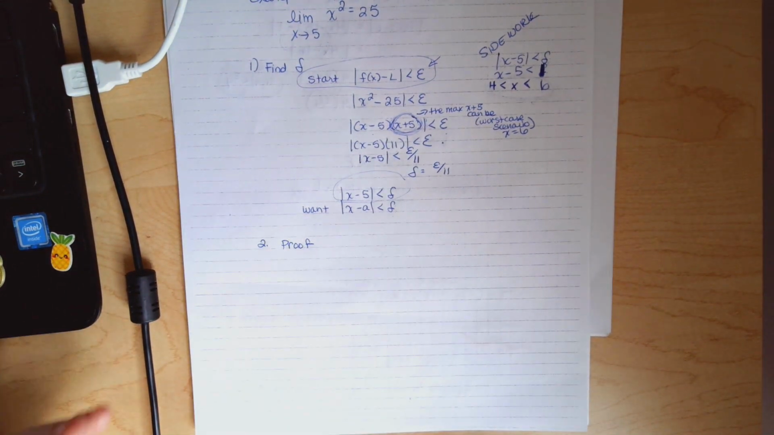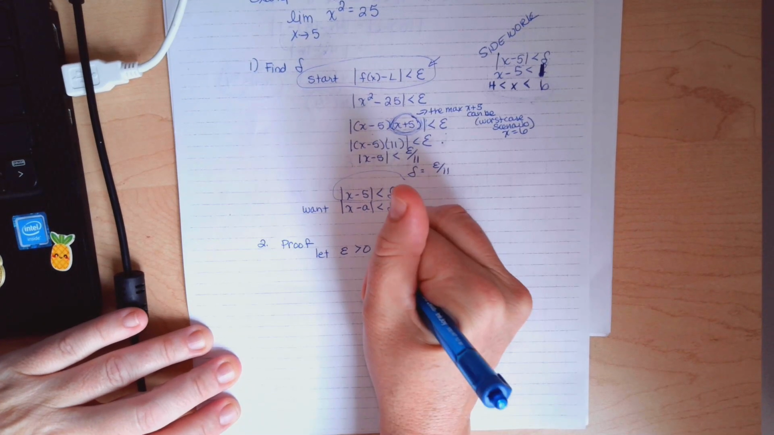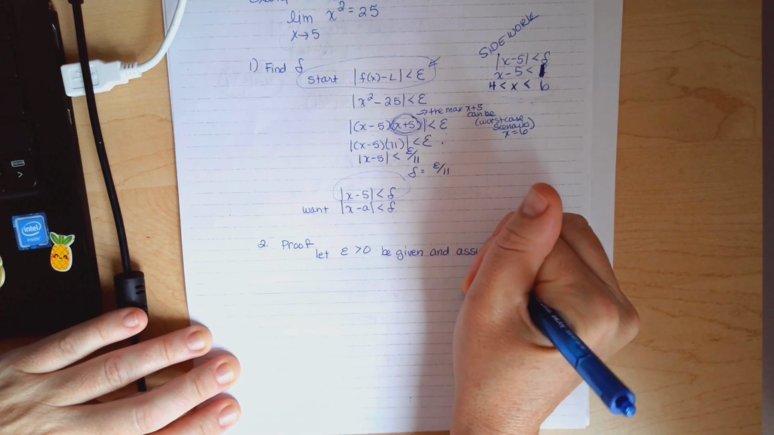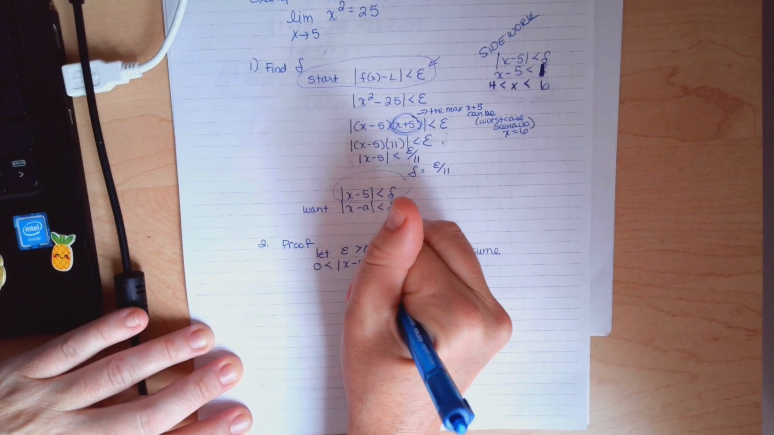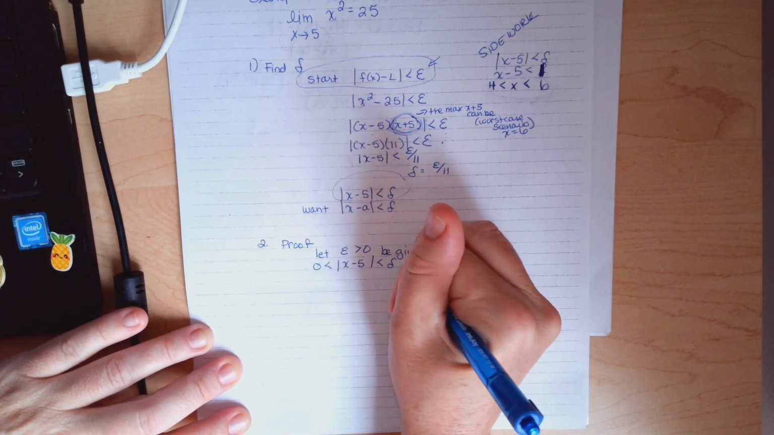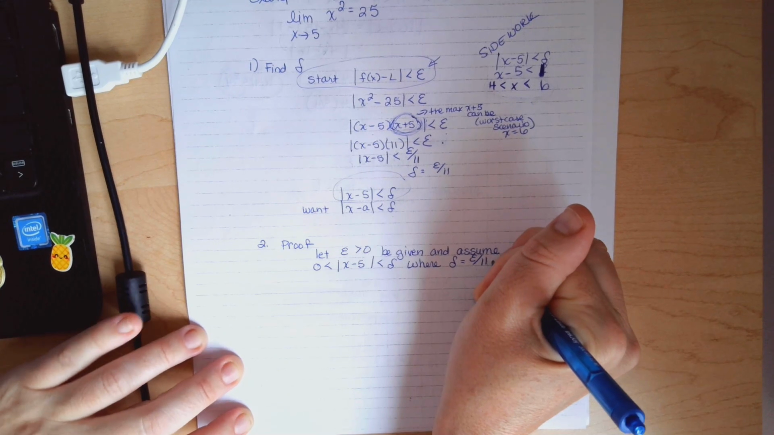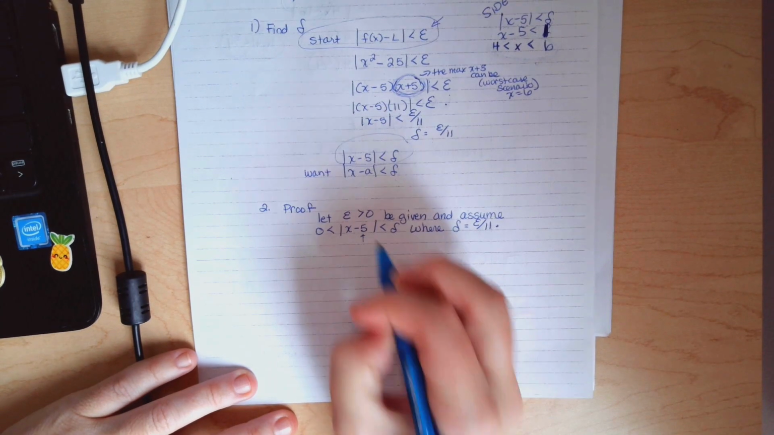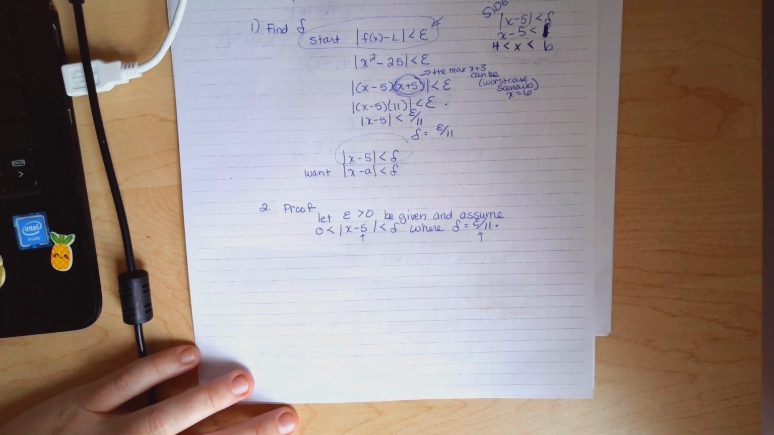So the first thing you always do with the proof is the same thing. You're always going to let epsilon greater than 0 be given and assume 0 is less than |x minus 5| less than delta, where delta equals epsilon over 11. Okay, you're always going to write it in the same way. You're going to make sure you put in your a value here, right? And then this is the delta that we chose from step 1.